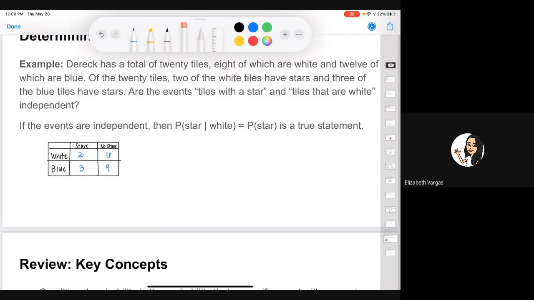Okay, what I want to go ahead and calculate here is the probability of, given that my tile is white, that it will have stars on it, and what is the probability of just having stars? If those two probabilities are equal to each other, then these events are independent. So what is the probability of having stars given white?